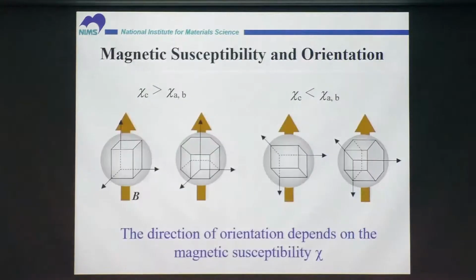But the easy magnetization axis differs depending on the materials. So in this case, for example, the c-axis may be oriented along the field lines, but in this case, the c-axis may orient perpendicular to the applied magnetic field. So the direction very much depends on the magnetic susceptibility of the material.